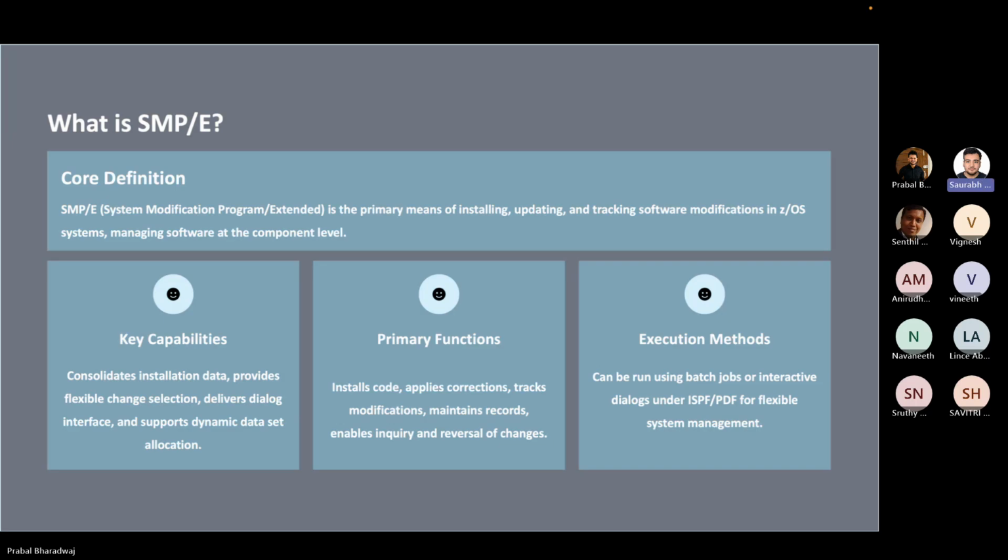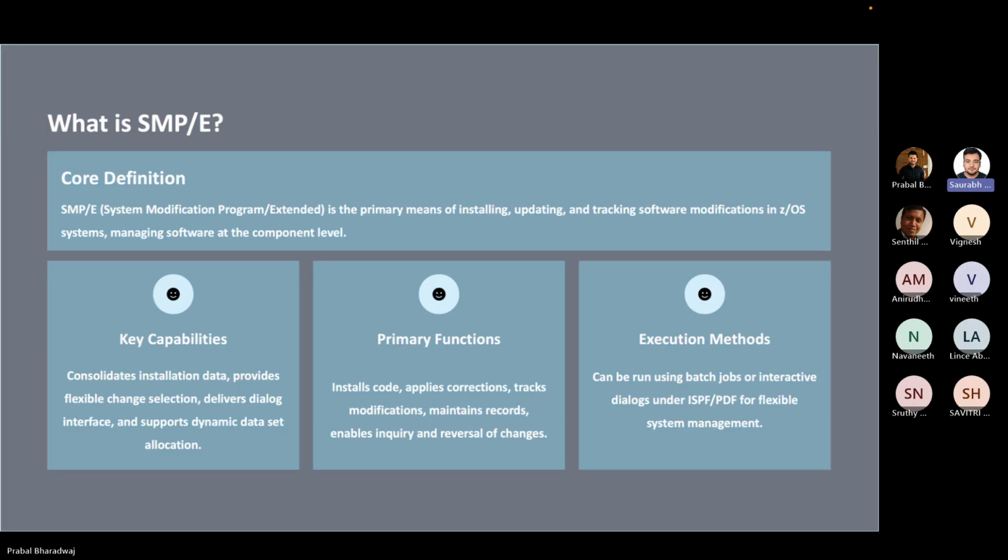We discussed that SMP is the primary IBM supported tool used to install and maintain software on ZOS. At a very high level, SMP does three critical things very safely. It selects the correct level of code, installs the code safely using system utilities, and keeps a complete record of what was installed, when and how. SMP can be used in two ways. One is batch mode, the other is the SMP dialog or ISPF dialogs, which are very useful for queries and learning.